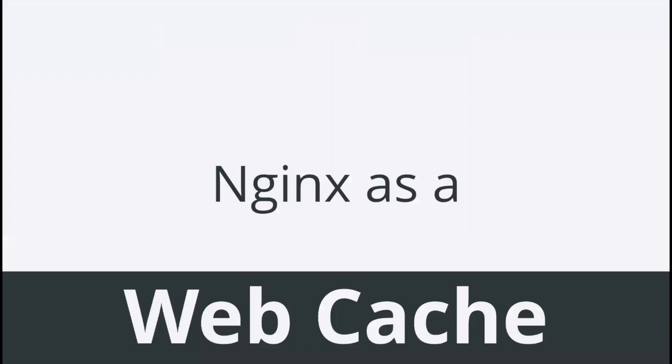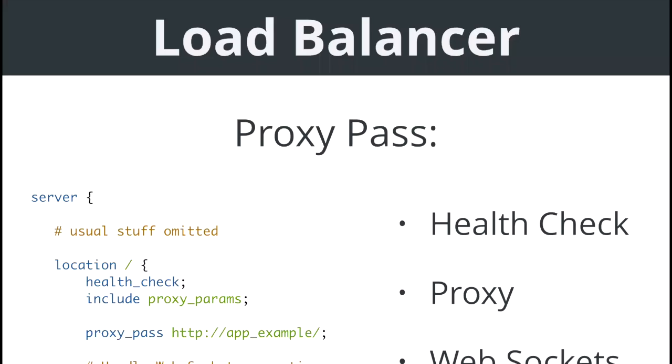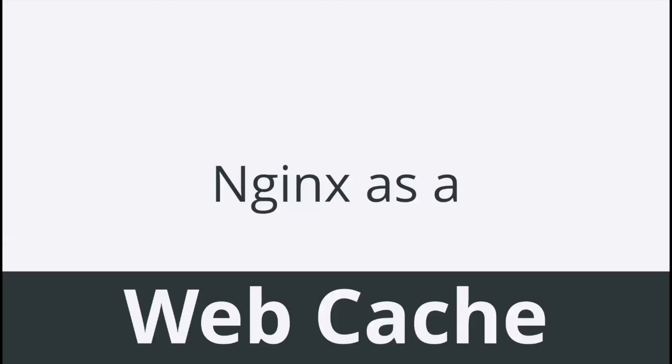All right, so last up, I'm going to talk about Nginx as a web cache. So we've gone over Nginx as a static website server. We've gone over Nginx as an application proxy, so we can send requests to applications. And then we've gone over Nginx as a load balancer. The last thing we'll talk about is Nginx as a web cache.